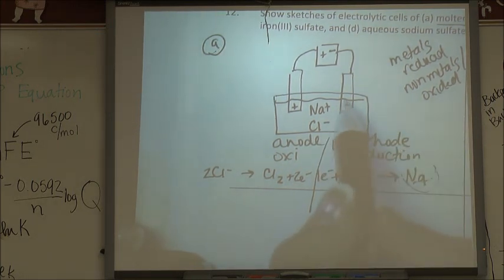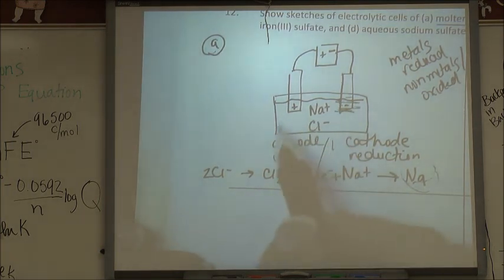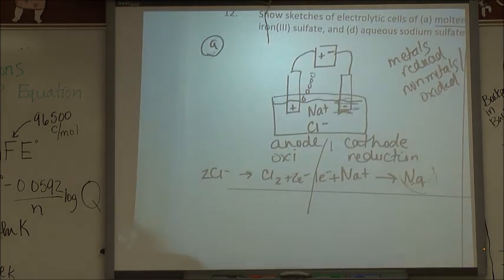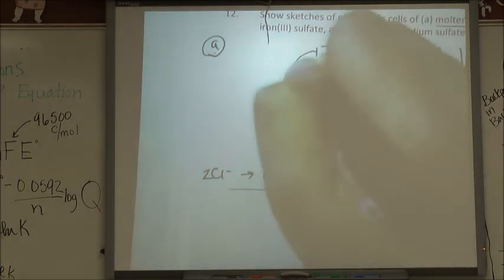Okay, so what's happening then at the cathode, metal's being reduced, and we are producing sodium. It's actually plating this electrode with sodium solid, and here we're producing chlorine, nice chlorine gas, pleasant smelling, deadly chlorine gas.